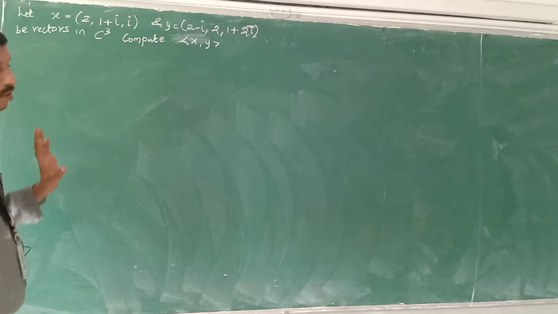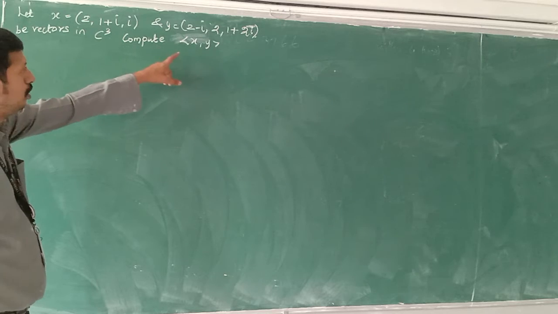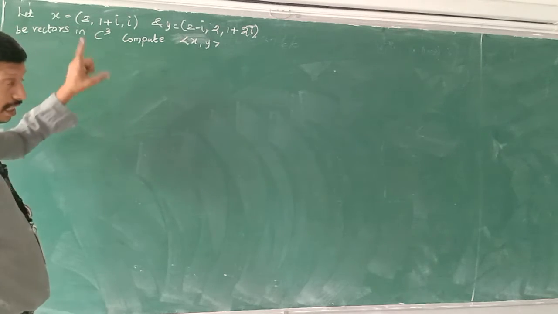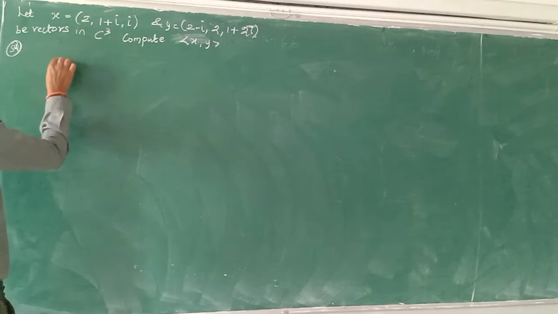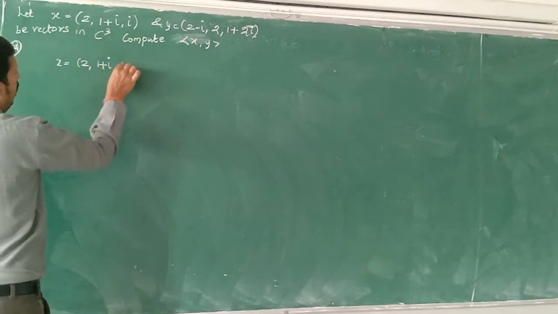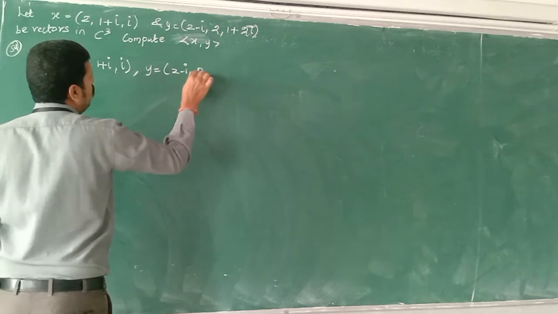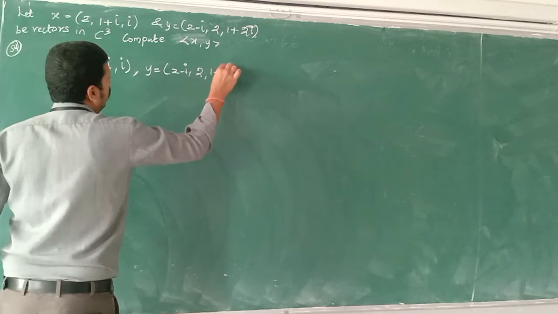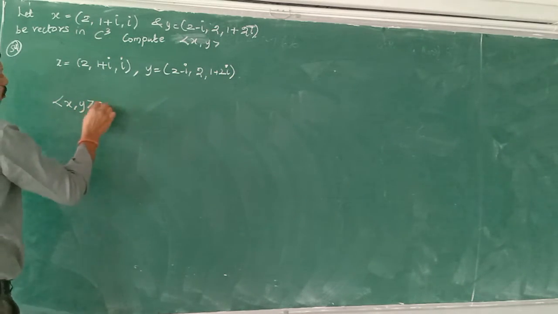Now we have to compute the inner product <x, y>. It is very simple. x is given as (2, 1 plus i, i), and y is given as (2 minus i, 2, 1 plus 2i). Now we have to find the inner product of these, <x, y>.